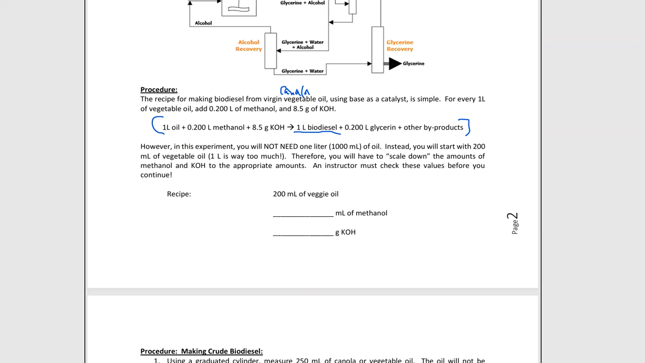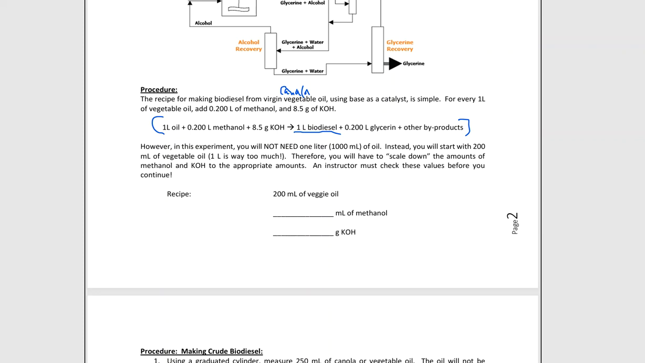There are also some other byproducts, like salts and leftover bases, that we don't need and we just don't bother including. It says, however, in this experiment, you will not need 1 liter of oil. That's a little bit wasteful for what we need. Instead, you'll start with 200 mils of vegetable oil. Therefore, you'll have to scale down the amounts.